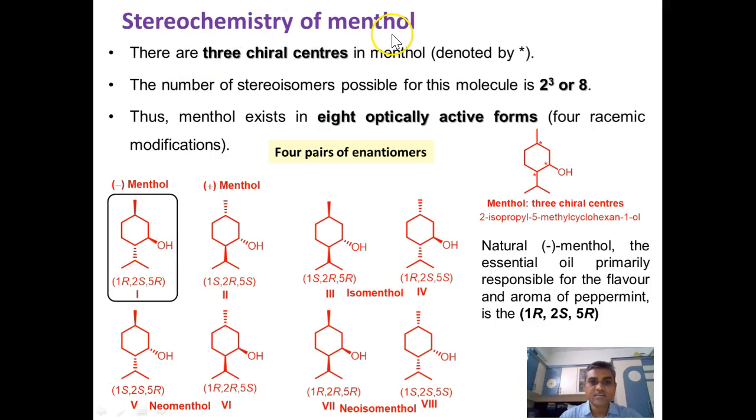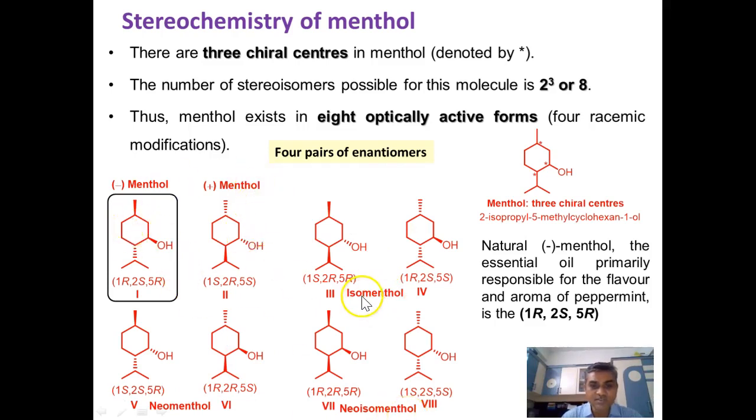Now let us discuss the stereochemistry of menthol. In the structure of menthol, there are three chiral centers, and because of these three chiral centers, it exists in 2 raised to power 3, or 8, stereoisomers. These 8 stereoisomers are shown here. In other words, the menthol molecule exists in 4 pairs of enantiomers, or we can say 4 racemic modifications, and these 4 racemic modifications are of menthol, isomenthol, neomenthol, as well as neoisomenthol.